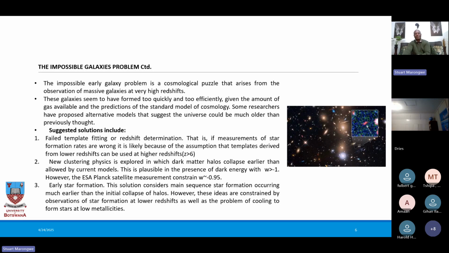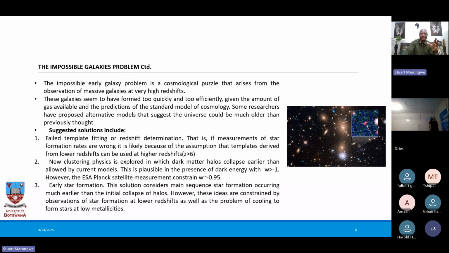So they're also trying to bring out concepts like clustering physics, in which dark matter halos collapse earlier than allowed by current models. This is possible in the presence of dark energy, but the physics from the Planck satellite is showing that cannot happen. Something mysterious is happening at the dawn of time, where we find galaxies that are too mature for their time. Like, as I said before, like finding old people in a kindergarten class where you're expecting to see toddlers.